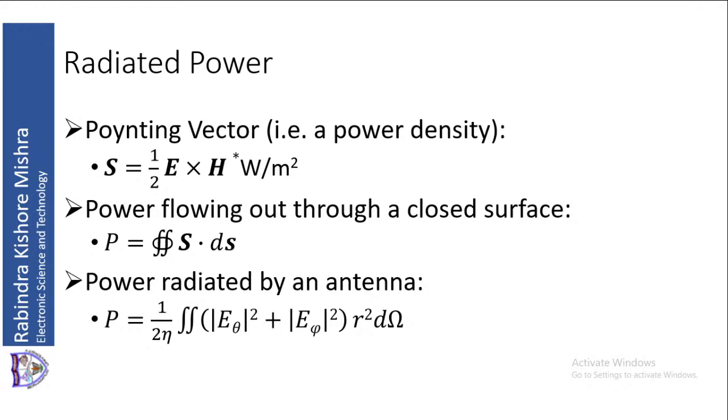So P is equal to 1 by 2 eta. Eta comes from H is equal to E by eta, so from there you get 1 by 2 eta. And then the integration of E theta square plus E phi square. Then ds is equal to r square d omega in terms of solid angle. The elemental surface area is r square d omega; r square into the solid angle gives you the surface. Using that we get the power radiated by the antenna: P is equal to 1 by 2 eta integration of E theta square plus E phi square into r square d omega. So this is about radiated power.